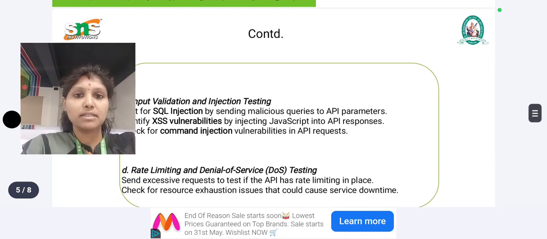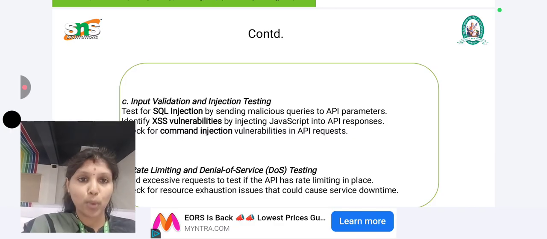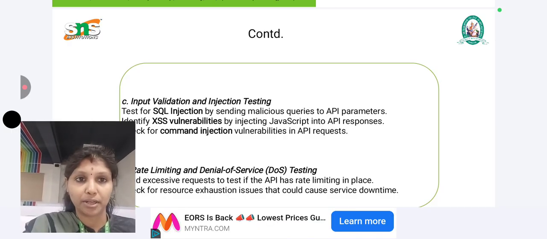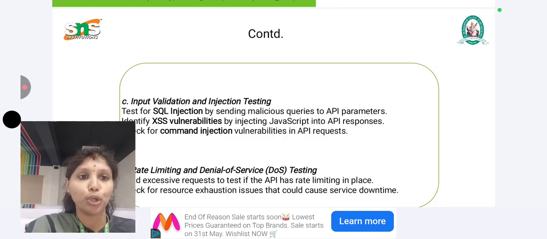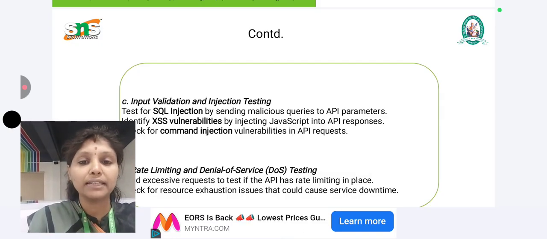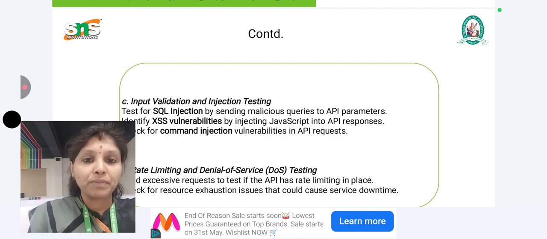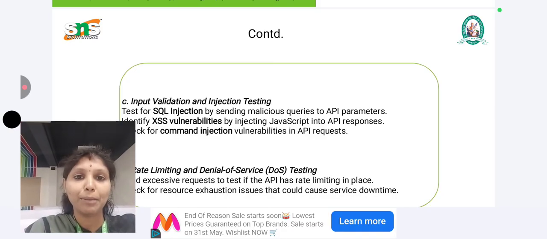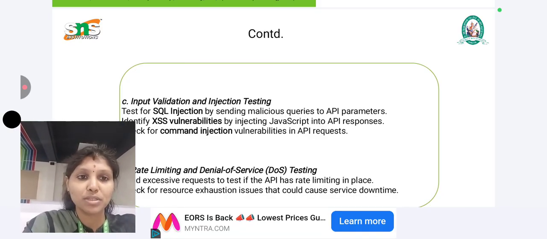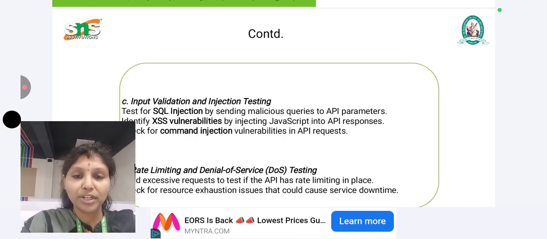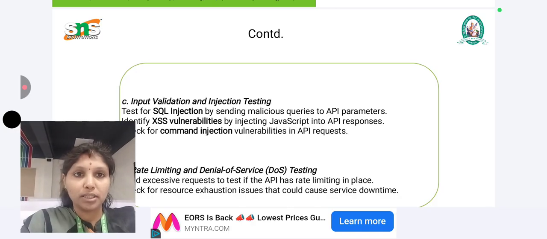Input validation includes testing for SQL injection by sending malicious queries, and identifying cross-site scripting vulnerabilities by injecting JavaScript into API responses. We analyze these vulnerabilities in order to validate the input effectively. Then rate limiting and denial of service testing sends excessive requests to test if the application programming interface has rate limiting in place, and checks resource exhaustion issues that could cause service downtime. So rate limiting also plays a vital role under API methodology.